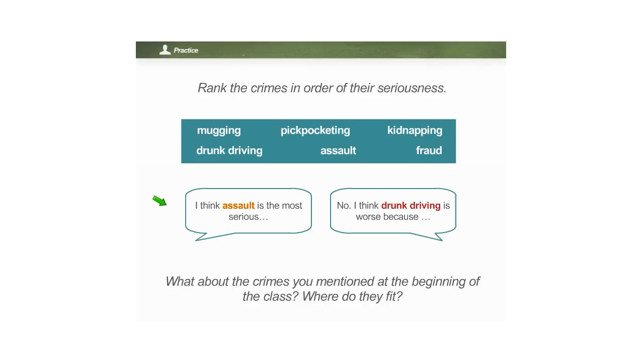Okay, alright, let's look at the next one. It says, what about the crimes you mentioned at the beginning of the class? Where do they fit? So that was murder, assassination, abduction, fraud we've already mentioned. Okay, let's look at assassinate. Where do you think that falls under? Is it very serious or not very serious? Which one do you think is the most serious? Sahar, for you, do you think assassination or drunk driving is most serious? And Carrie, do you think assassination or drunk driving is the most serious?